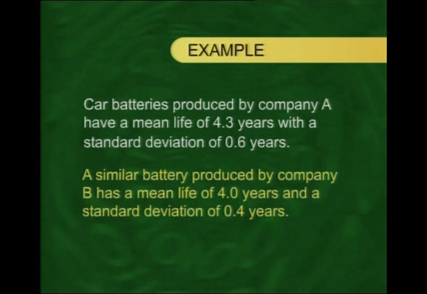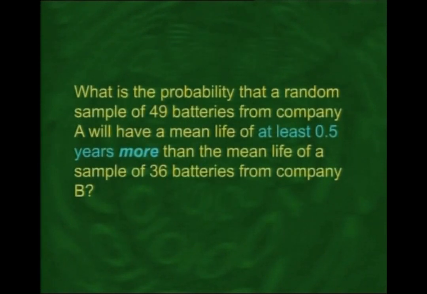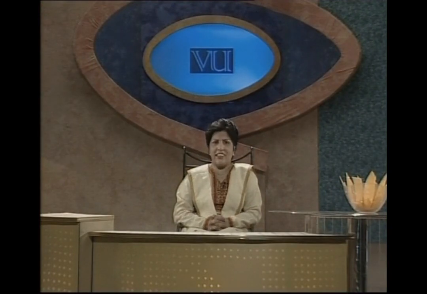suppose that car batteries produced by company A have a mean life of 4.3 years with a standard deviation of 0.6 years. A similar battery produced by company B has a mean life of 4.0 years and a standard deviation of 0.4 years. What is the probability that a random sample of 49 batteries from company A will have a mean life of at least 0.5 years more than the mean life of a sample of 36 batteries from company B? Students, you will appreciate that this is quite an interesting problem and a real life problem, because in a real life situation, people can be interested in this kind of information.